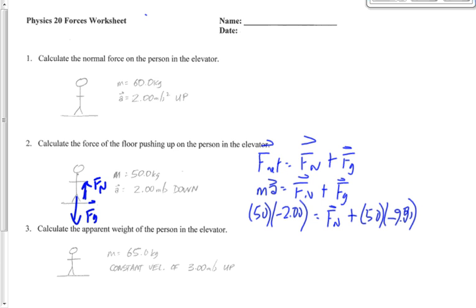Okay, 50 times 2 is 100. We get negative 100 on the left-hand side. 50 times 9.81 is subtract 490.5 newtons. We take the 490.5 over by adding, and when we do, we should get 390.5, I think, right? Which was 3.91 times 10 to the 2 newtons, or 391 newtons.